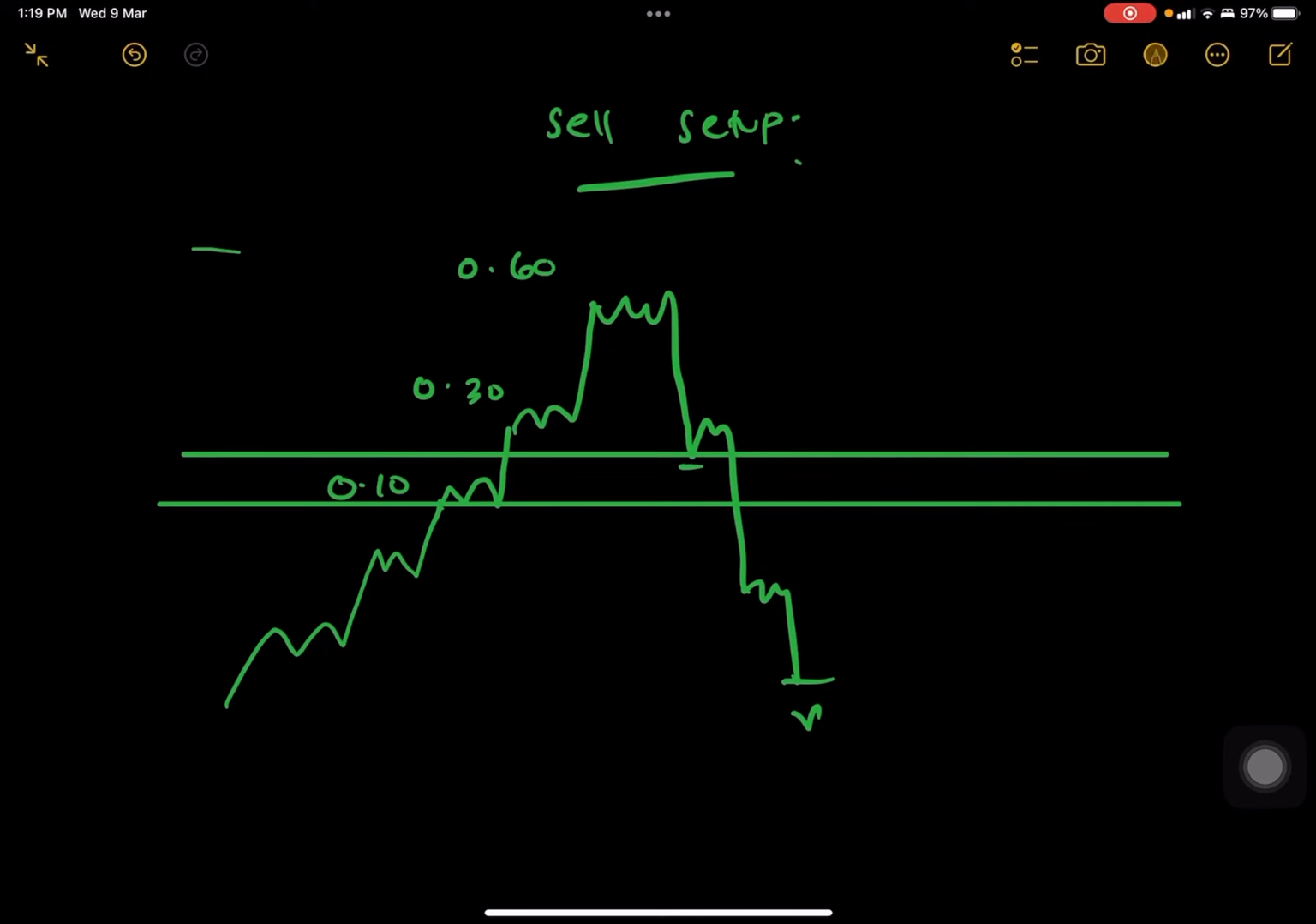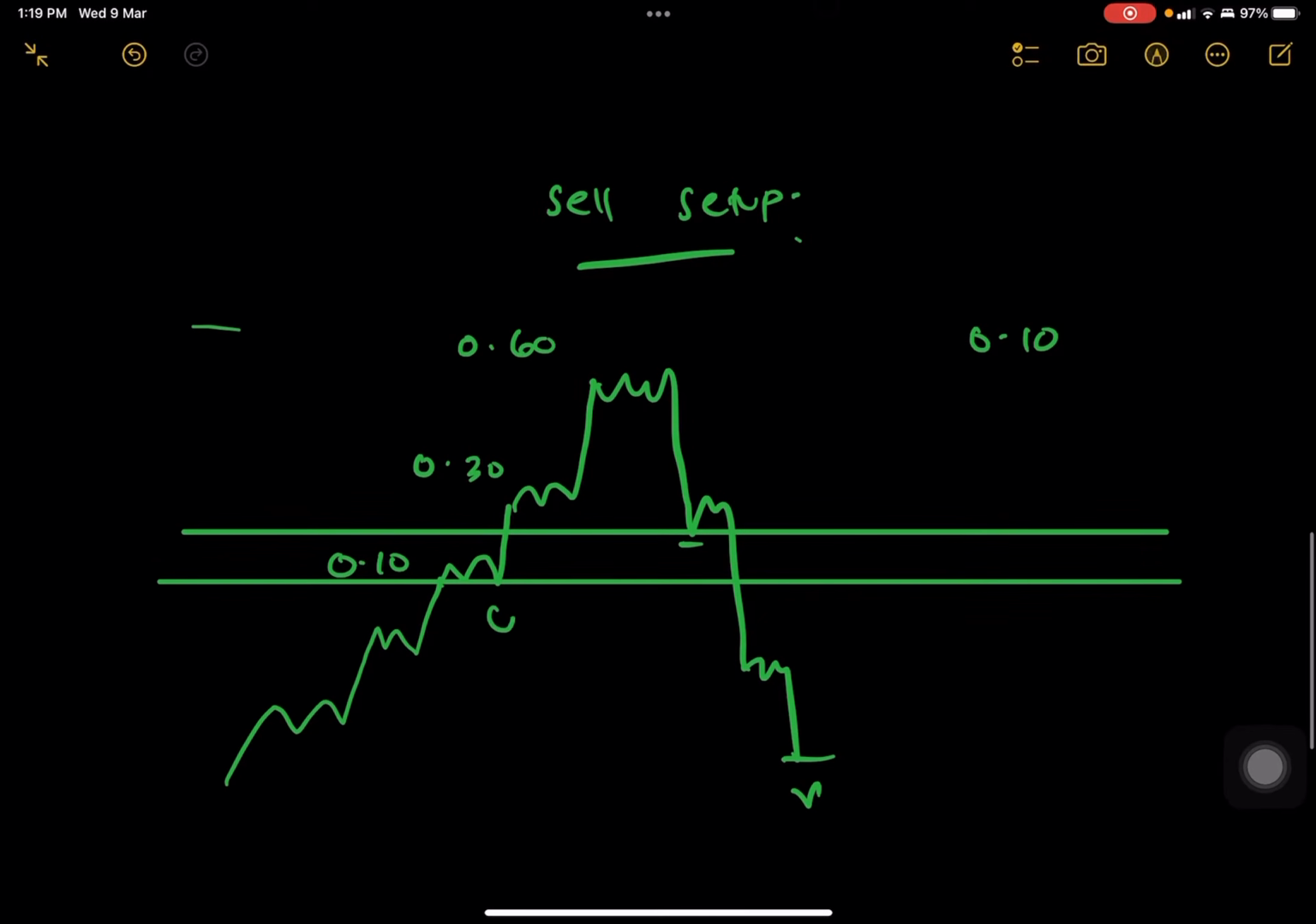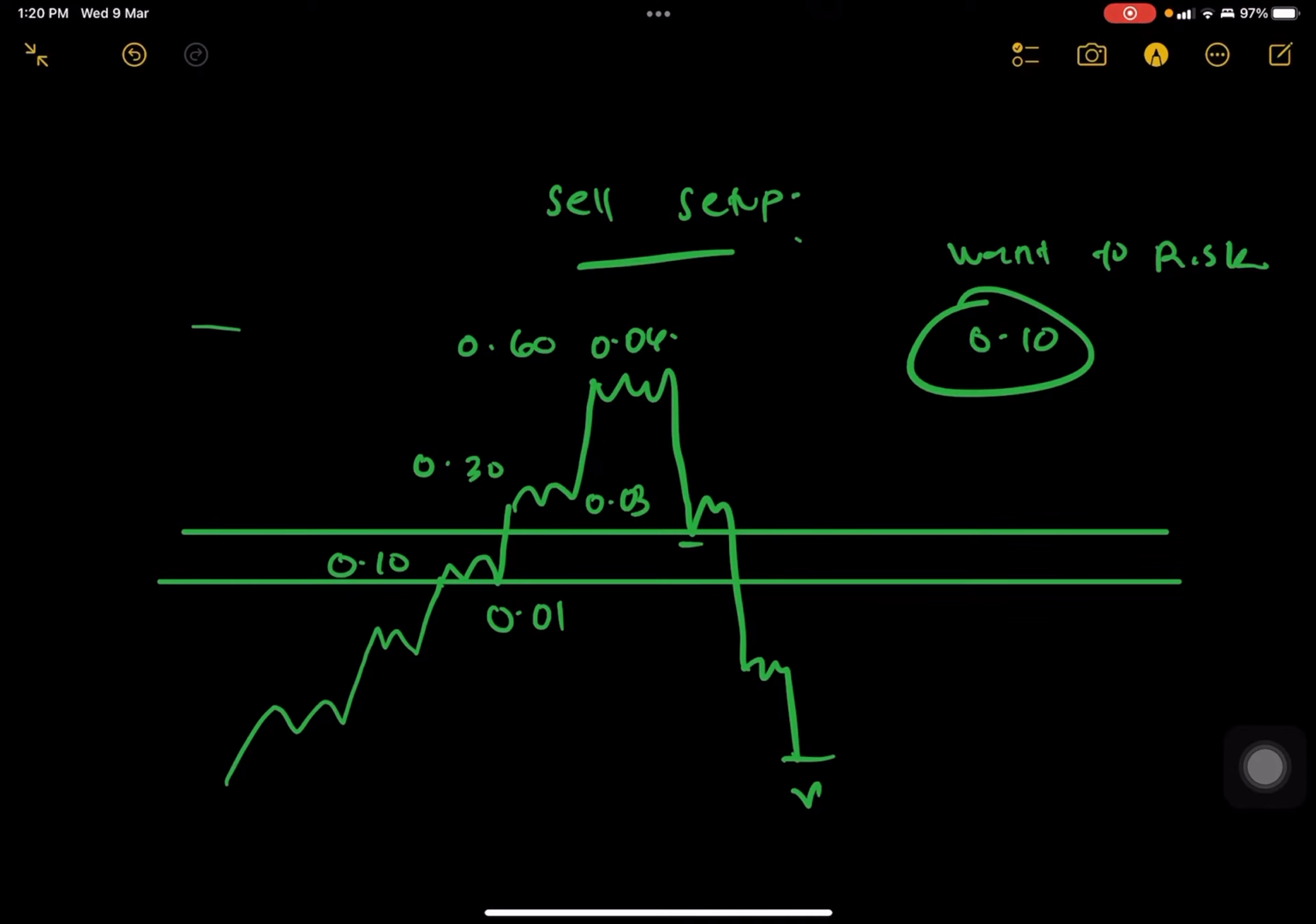And if price went down, you will profit more than you lose. Okay, so make sure you split your entry. If you want to reach 0.10, you can place here 0.01, 0.03, 0.06. Okay, so you have to calculate how much you want to risk.